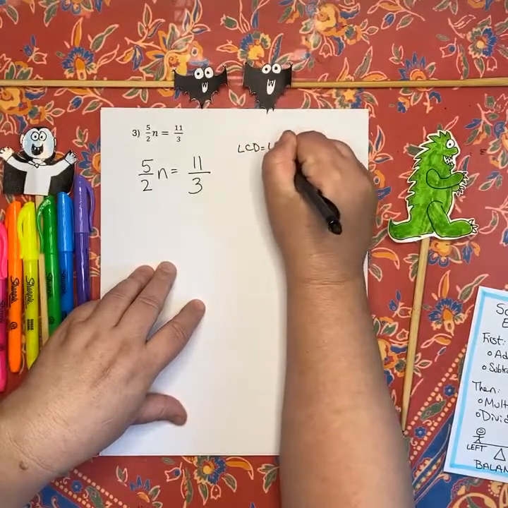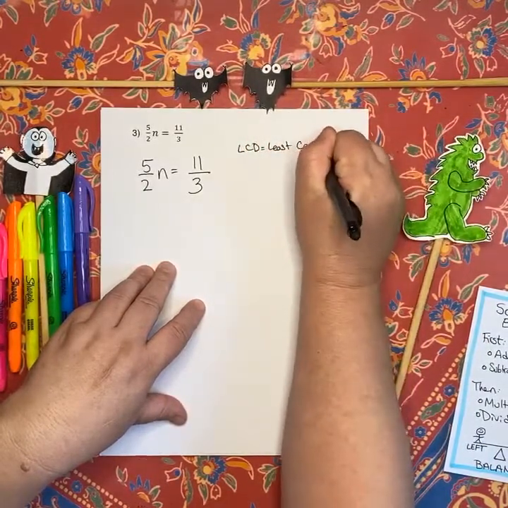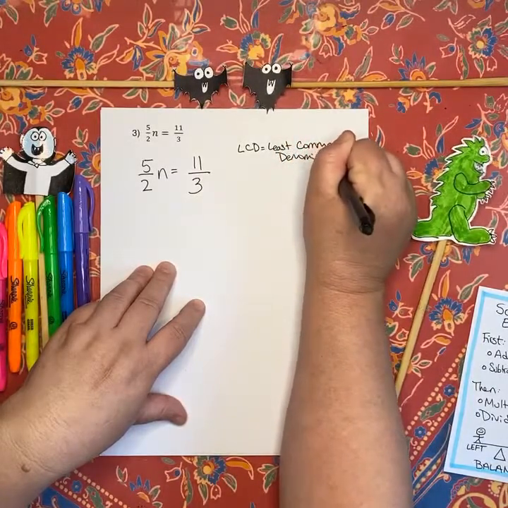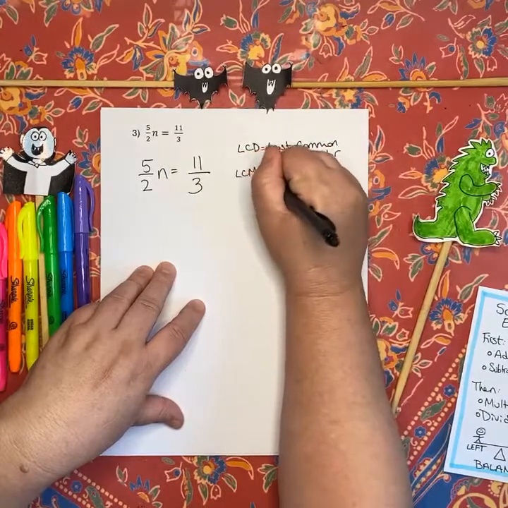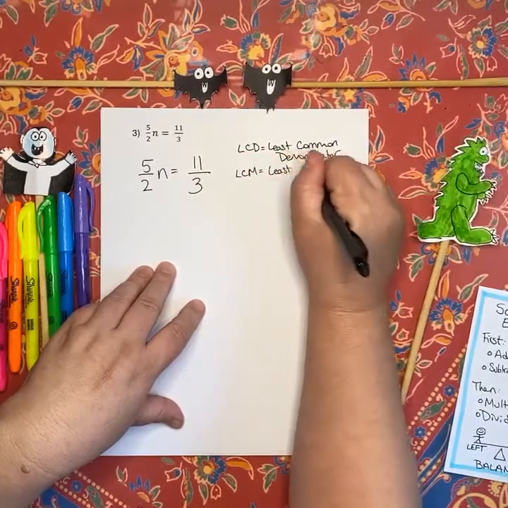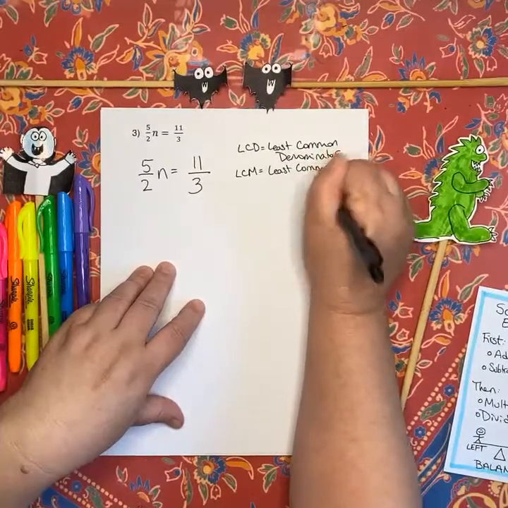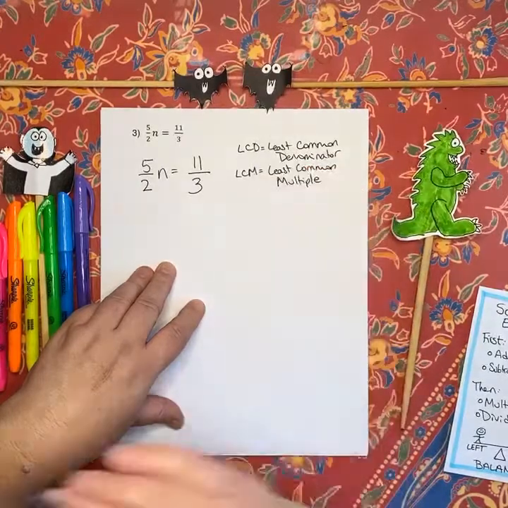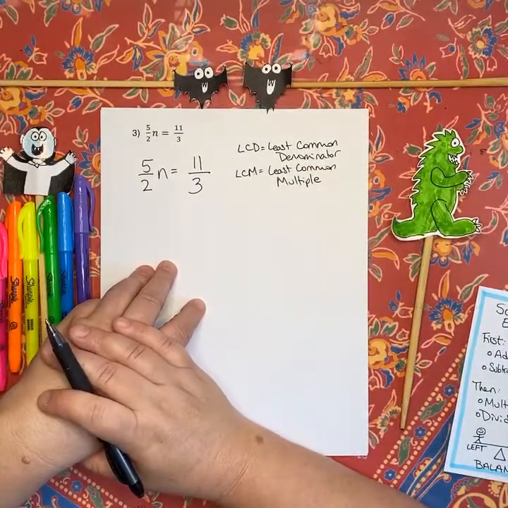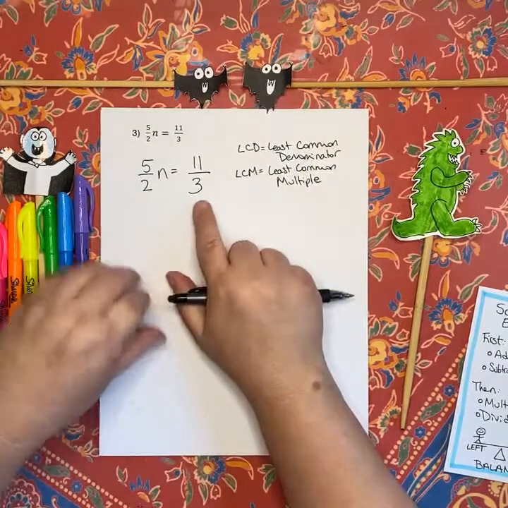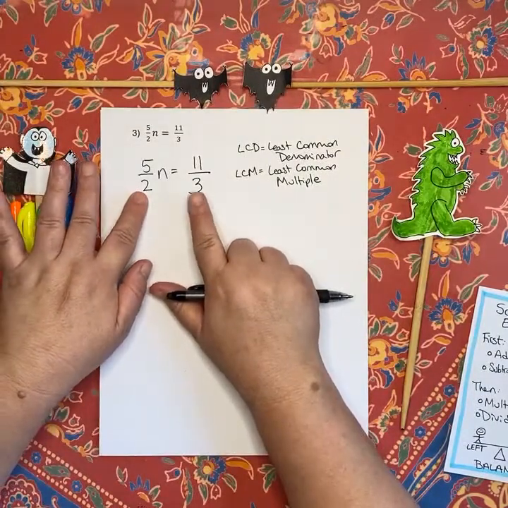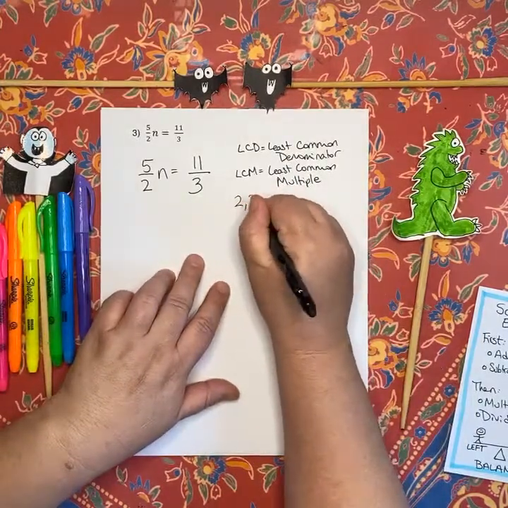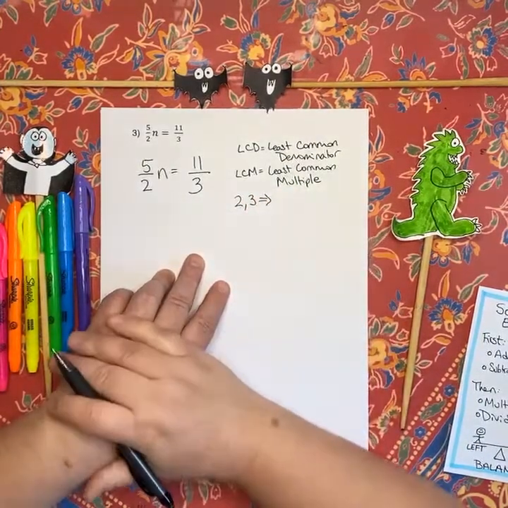LCD is a least common denominator, and LCM is a least common multiple. And they can both be used. Each of those can be used in this case. Basically, we want a number that will clear both the 2 and the 3. So we need a number that both 2 and 3 go into. So if we've got 2 and 3, we need a larger number that they both go into.